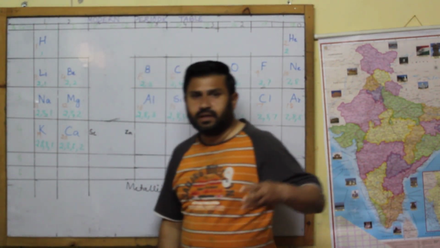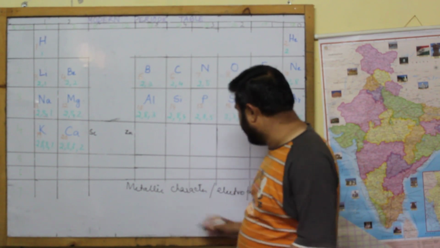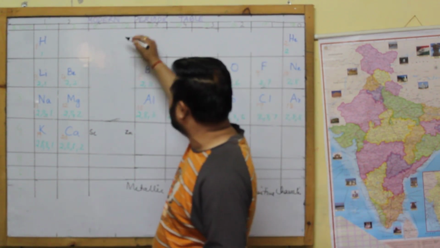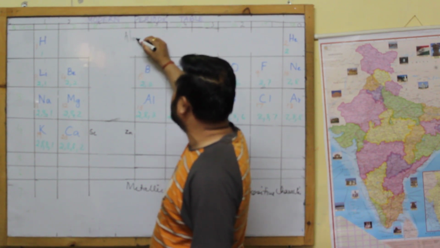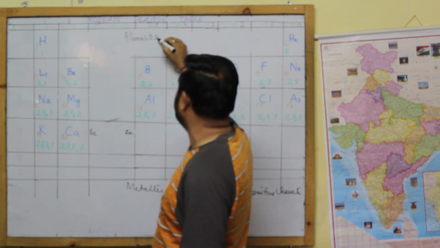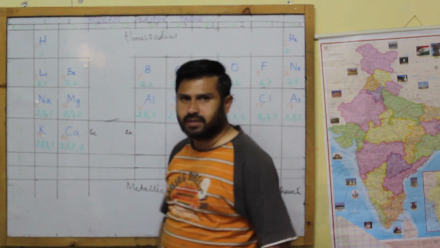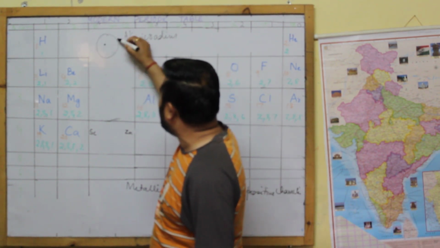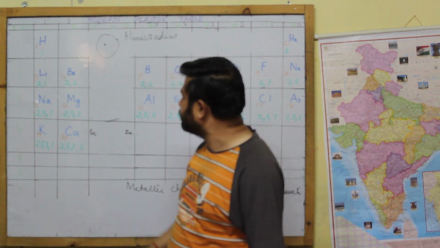So, students, I was explaining about the metallic character. Now, metallic character depends on one very important factor, and that is your atomic radius. Now, what is atomic radius? It is the distance of the nucleus to the outermost shell.